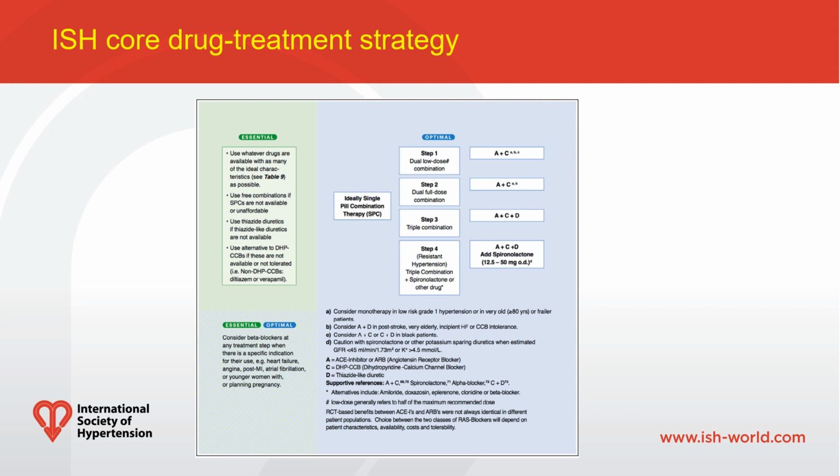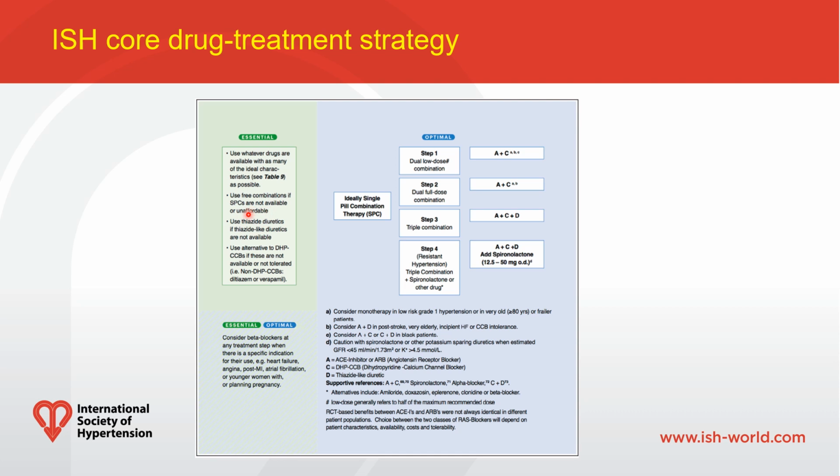From the International Society of Hypertension, there is this core drug treatment strategy. We have to have the strategy. I will come to the essential. Under the essential here, the first thing we need to know is that you use whatever drugs are available with as many of the ideal characteristics as possible. We cannot say, oh, a specific drug is what I want to use and it's not available, and we allow the blood pressure to continue to grow.